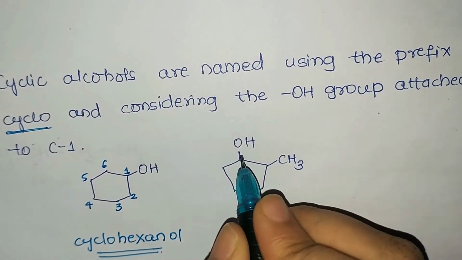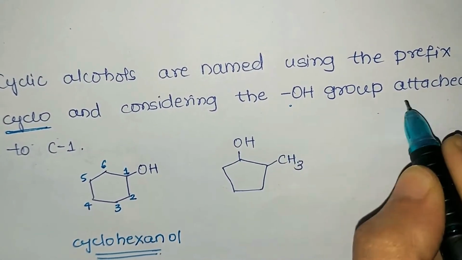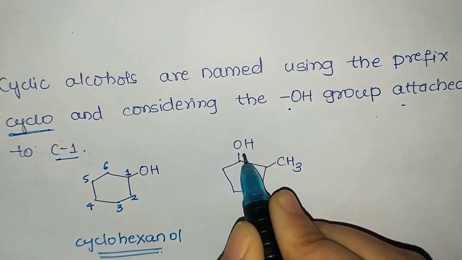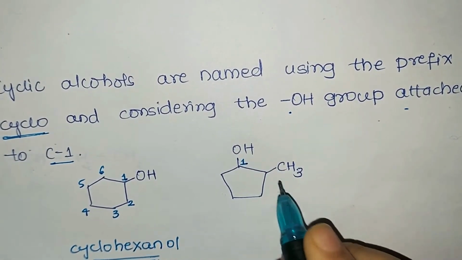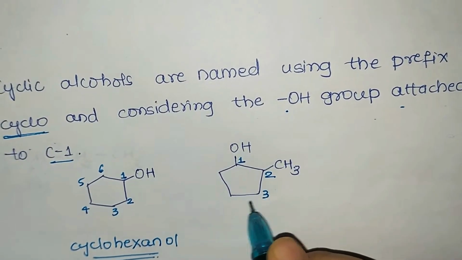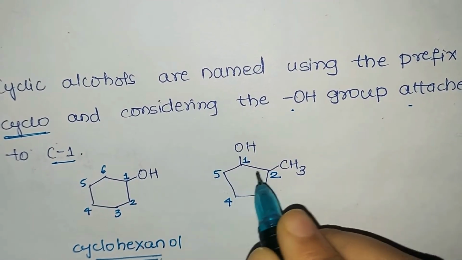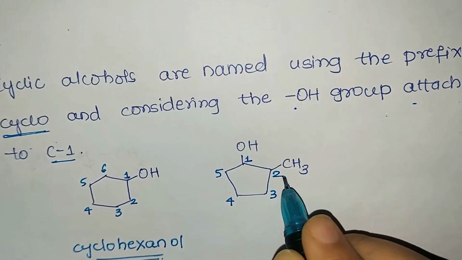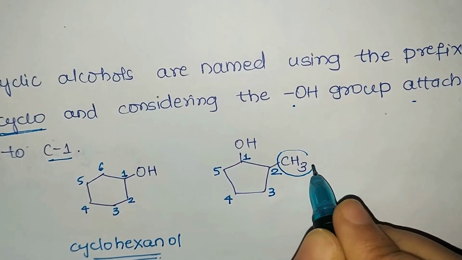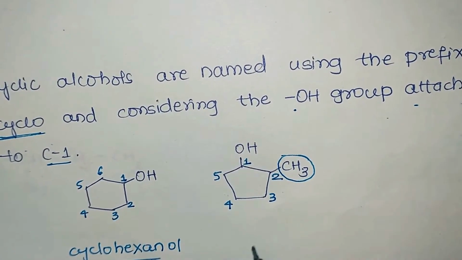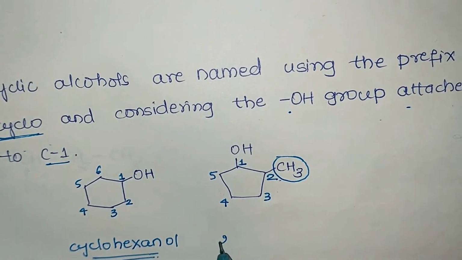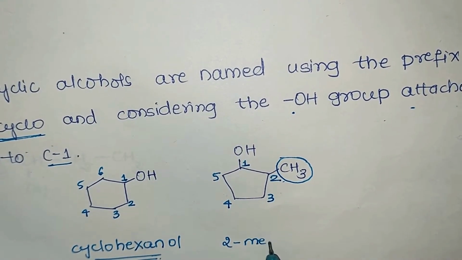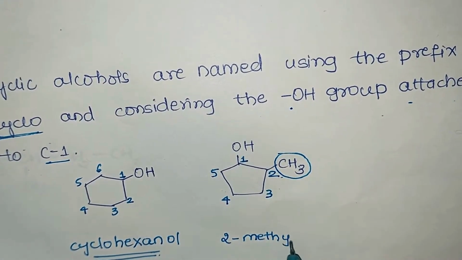Similarly, consider the next one. You can observe that here the OH group has to be considered as the first carbon atom, the carbon to which OH is bonded. Then we number the other atoms. We are going in the clockwise direction. Why? Because the substituent should get the lowest possible number. If you go in the clockwise direction, CH3 gets the lowest number. So on the second carbon atom, you have methyl. It is a prefix, so 2-methyl.